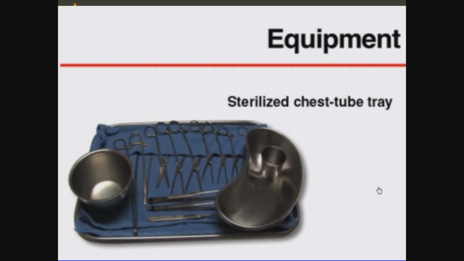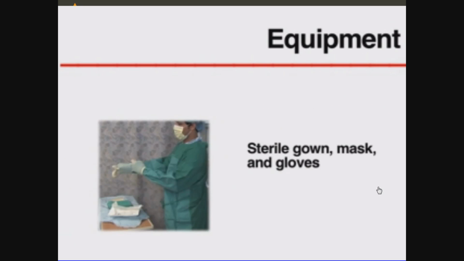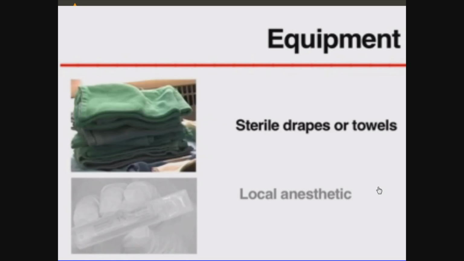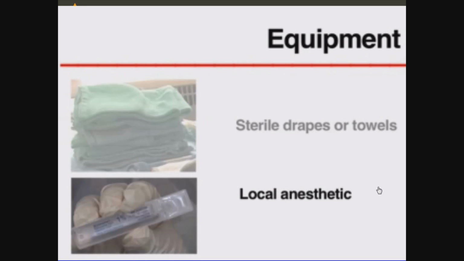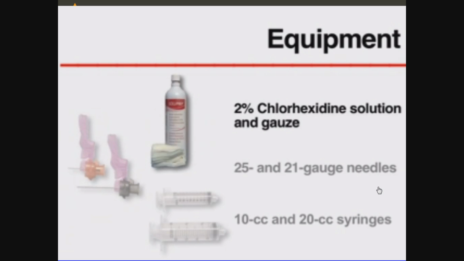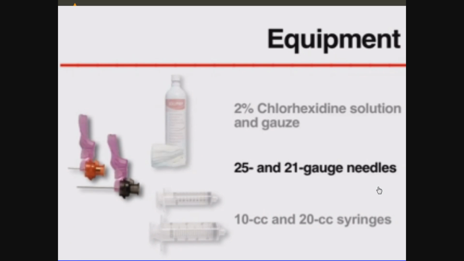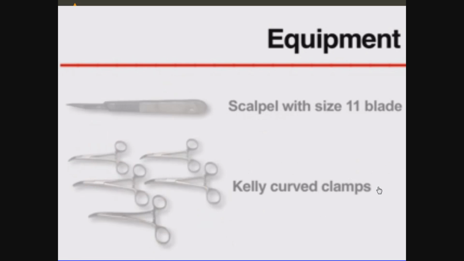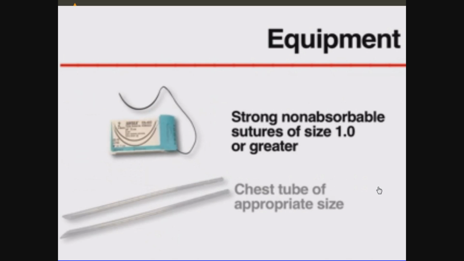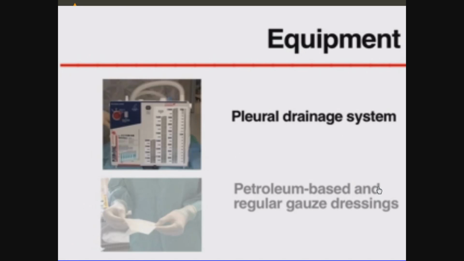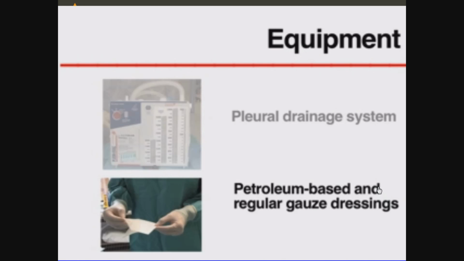Sterilized and fully prepared chest tube trays are often available in the hospital. The key materials required in addition are a sterile gown, mask, and gloves, sterile drapes or towels, local anesthetics such as 1% lidocaine, chlorhexidine cleaning solution in sterile pieces of gauze, 25 and 21 gauge needles, 10 cc and 20 cc syringes, a scalpel with size 11 blade, which should be on the chest tube tray, at least 4 or 5 dissecting instruments, such as curved clamps or artery forceps, which should also be found on the chest tube tray, non-absorbable strong sutures of size 1.0 or greater made of silk or nylon, a chest tube of appropriate size, a sterile drainage system, and dressings for the tube after insertion.